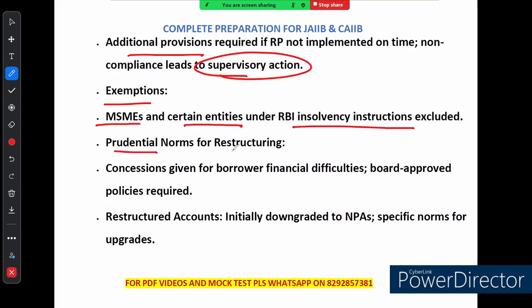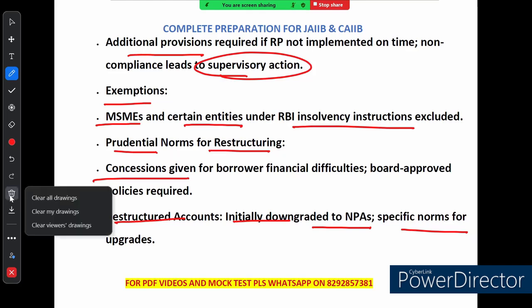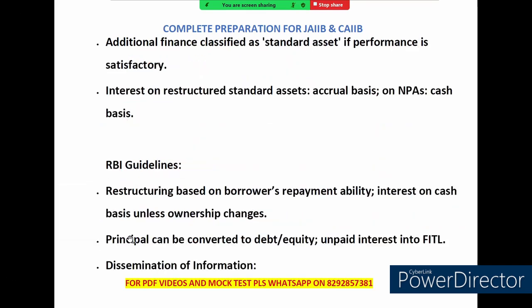For prudential norms on restructuring, if a borrower is struggling financially, right, the bank can offer some relief or concession, but this must be backed by a board approved policy. Finally, when an account is restructured, it is first downgraded to NPA, that is bad loan. A specific rule dictates how it can be upgraded again if the borrower starts making regular payments. Now let's talk about the additional finance in the next slide.